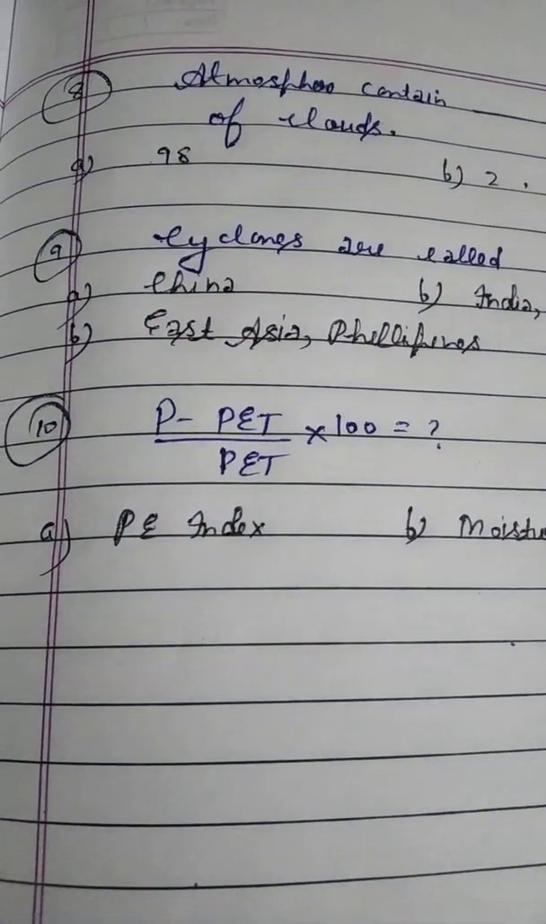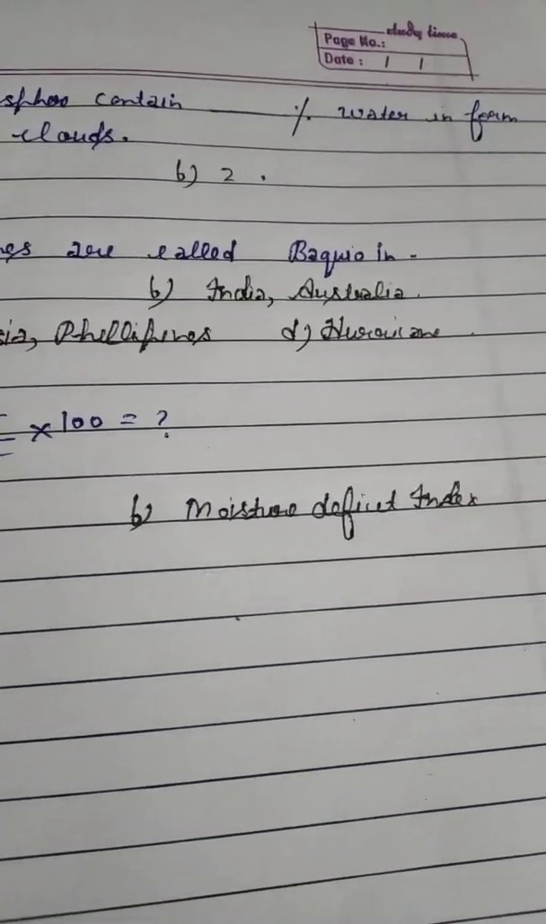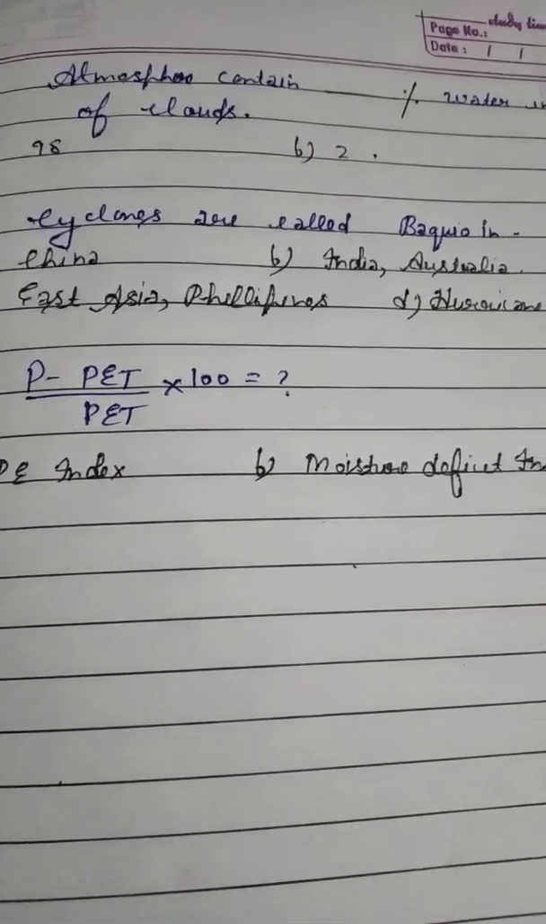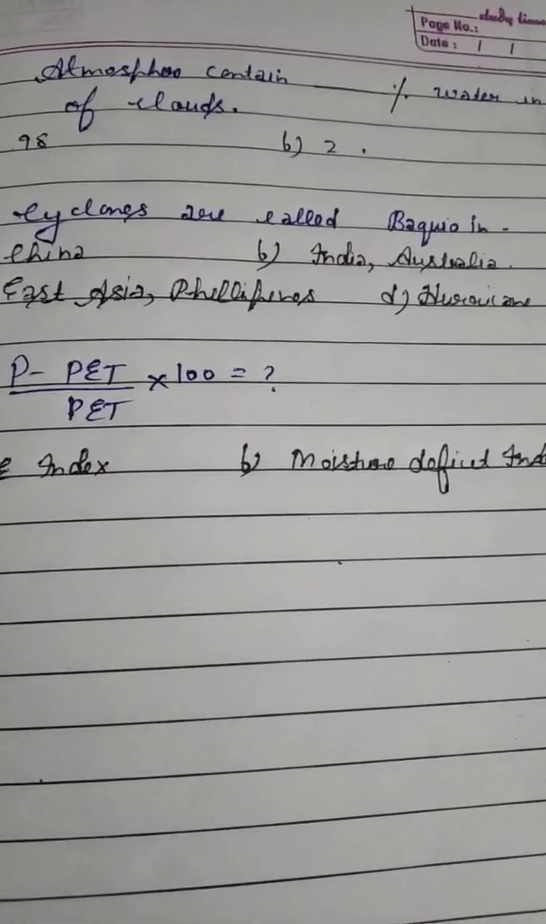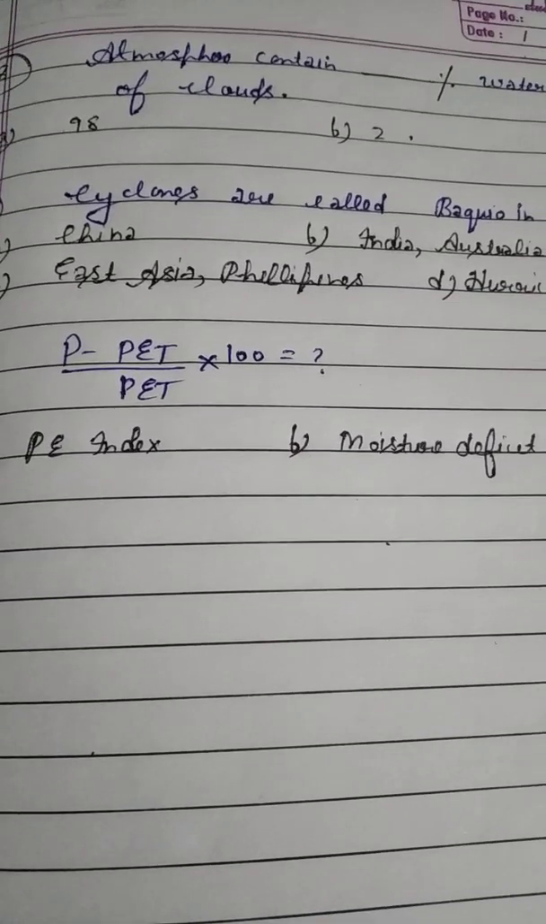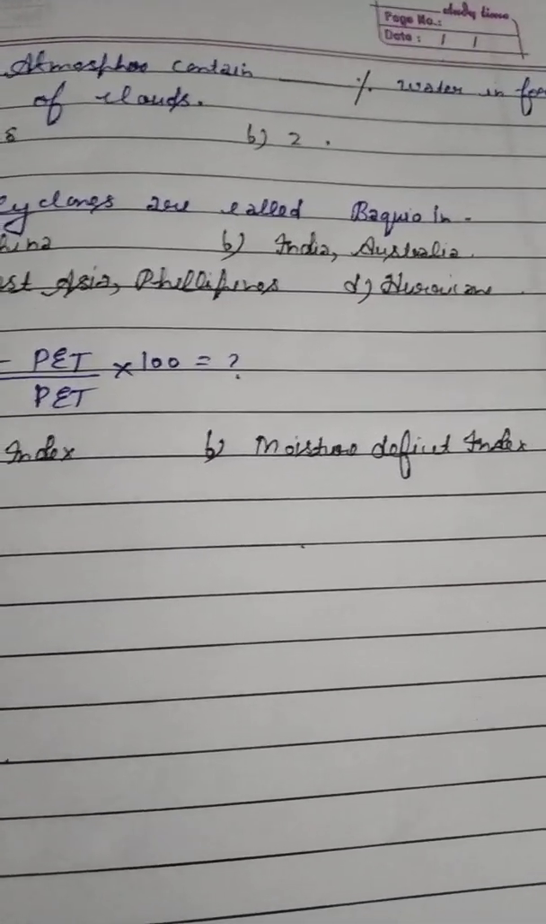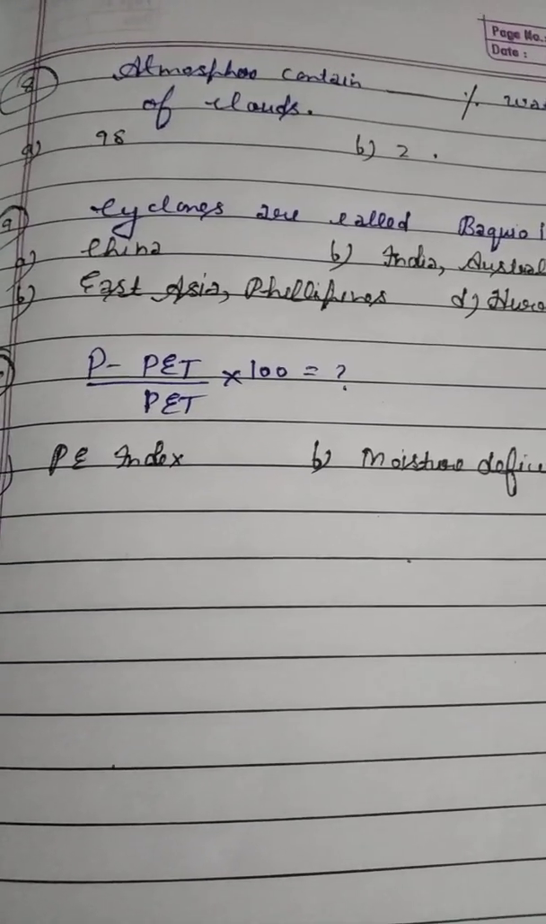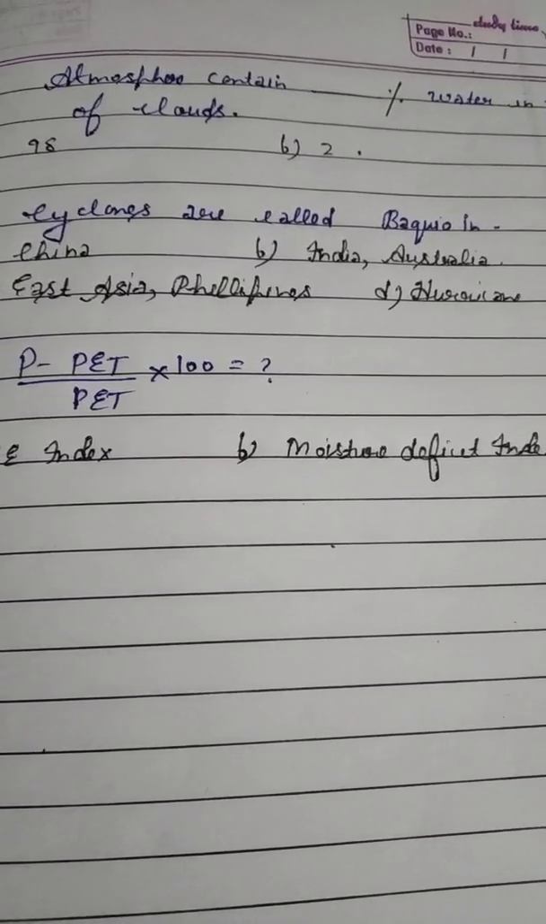Students, question number 8 you see. Atmosphere contains what percent of water in the form of cloud? Option A 98%, option B 2%. Students, this is very easy. All of you may be able to do it. You have to tell what percent of water the atmosphere contains in the form of cloud. So the atmosphere contains 98% water in the form of water vapor and only 2% water in the form of clouds.